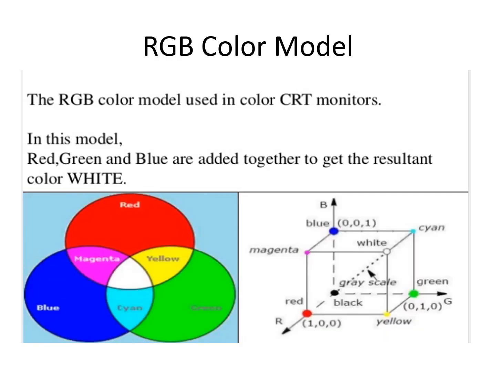So coming to the RGB color model, the RGB color model is prevalently used in color CRT monitors. Here RGB, that is red, green, blue, are added together to get the resultant color white. The color raster graphic employs a Cartesian coordinate system. You can see that particular picture in the slide. In this model, the individual contributions of red, green and blue are added together to get the resultant color.